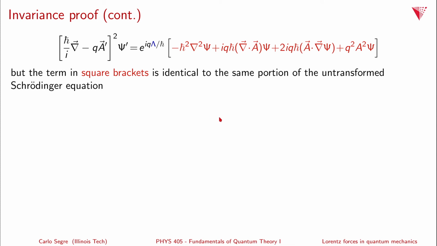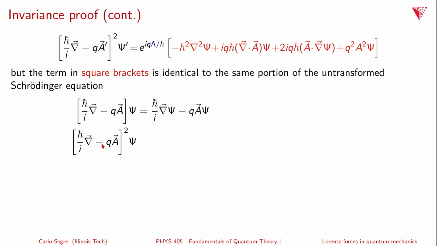Now, if you look at this, this is exactly the same terms that you get in the untransformed Schrödinger equation, right? And let's show that. So let's take this term applied to psi without transformation. We get h bar over i del psi minus qA psi. Then we take and apply it again to the same terms. We get h bar over i applied to this, and then we have minus qA times this and this.